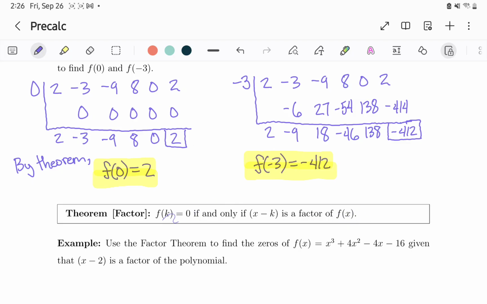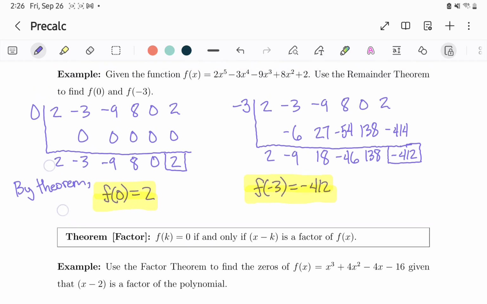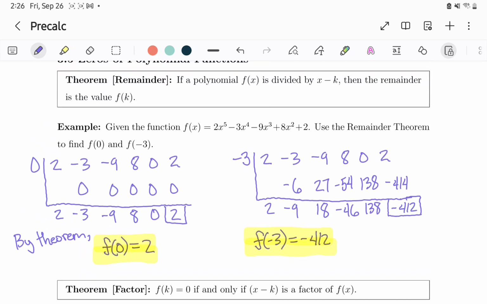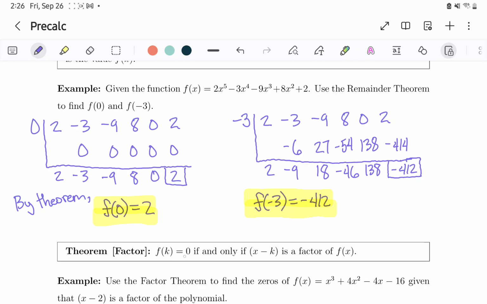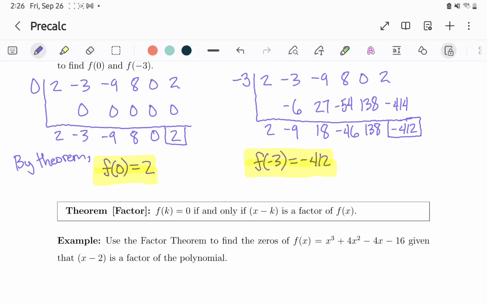And then what we just said about the remainder theorem is that if a polynomial f of x is divided by x minus k, then the remainder is the value f of k. And so if f of k is equal to 0, well, this just means that the remainder when we divide f of x by x minus k is going to also be 0.